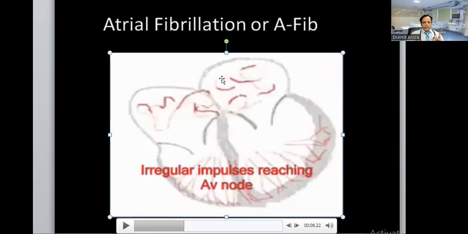So what will happen? There will be no P wave. Irregular impulses will be passing through the AV node, so the rhythm will be irregular. So here we understood with conceptual study that the P wave will be absent and there will be an irregular rhythm. So now it will become very easy to understand.